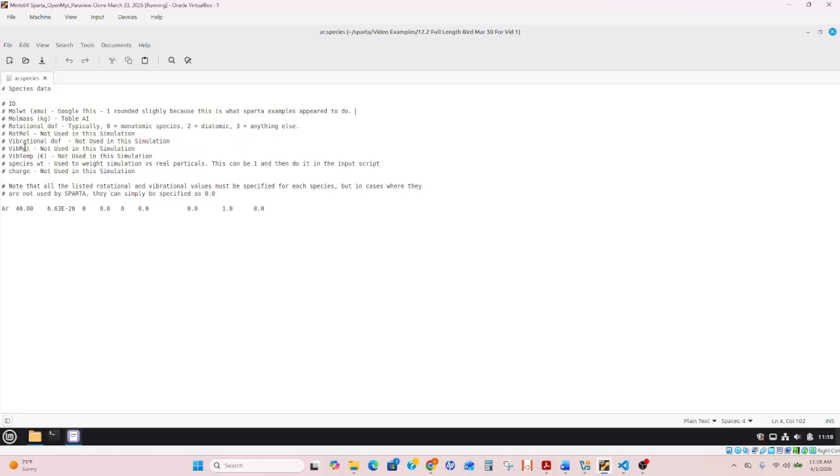I didn't include any of these other rotational relaxation, vibrational, or charge. The species weight is included because this is how you can weight the simulation versus real particles. If you put it at 1, then inside your input script is how you'll weight these things. You have to turn on rotational and vibrational energy exchange inside of the input script for any of these other aspects to even be included. So for this simulation, they're not going to be necessary.